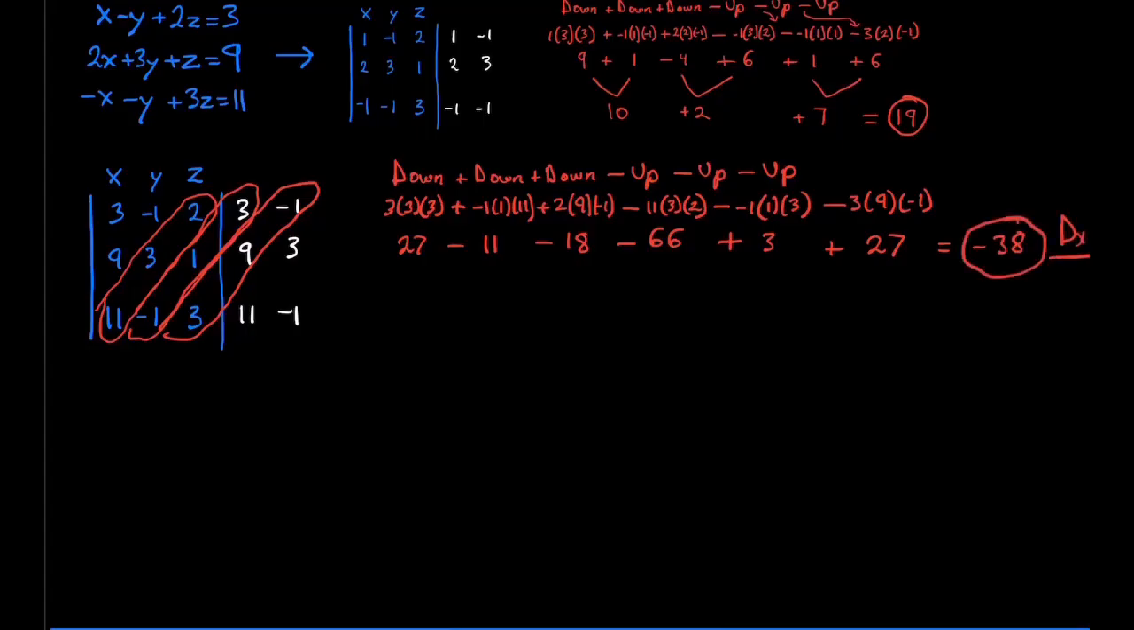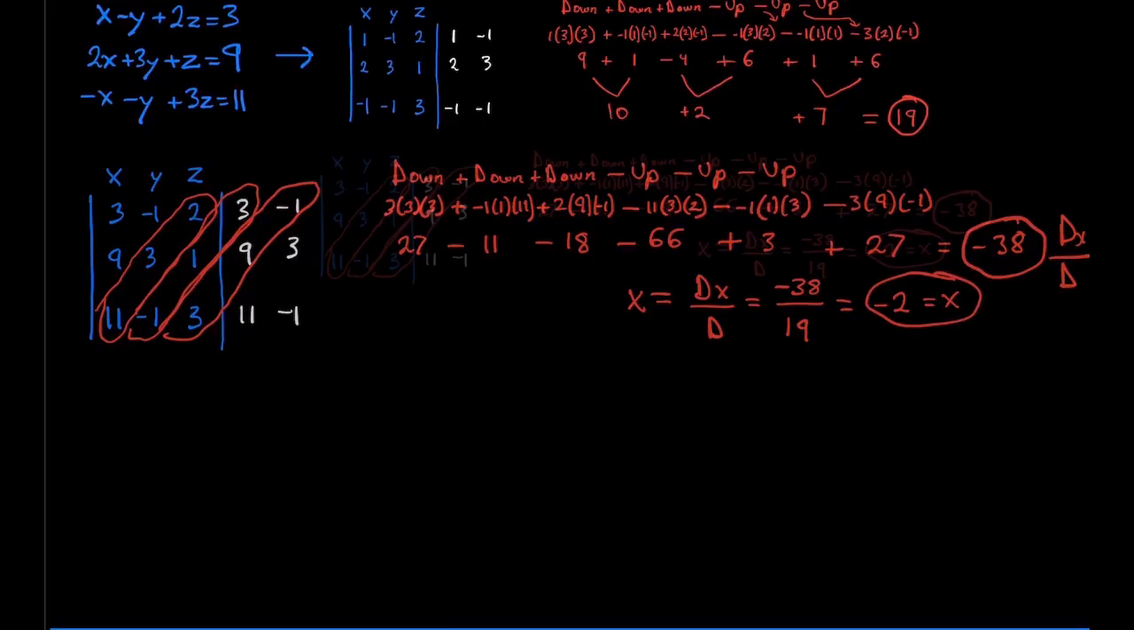So this is the dx part. The d part is the 19. So we can find out what x is now. x is the same thing as dx over d. We just found out that dx is negative 38, d is 19. You simplify this, it turns into negative 2. So then this is what x actually is.